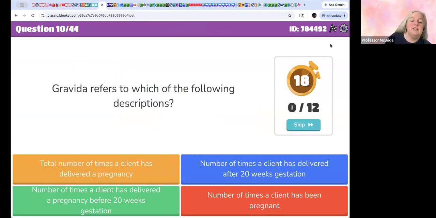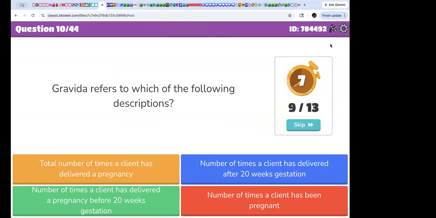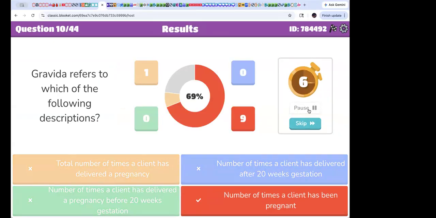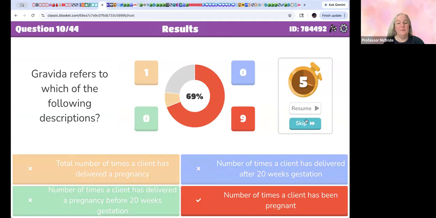Gravida refers to which of the following descriptions? Okay, number of times she's been pregnant. Gravida is pregnancies.